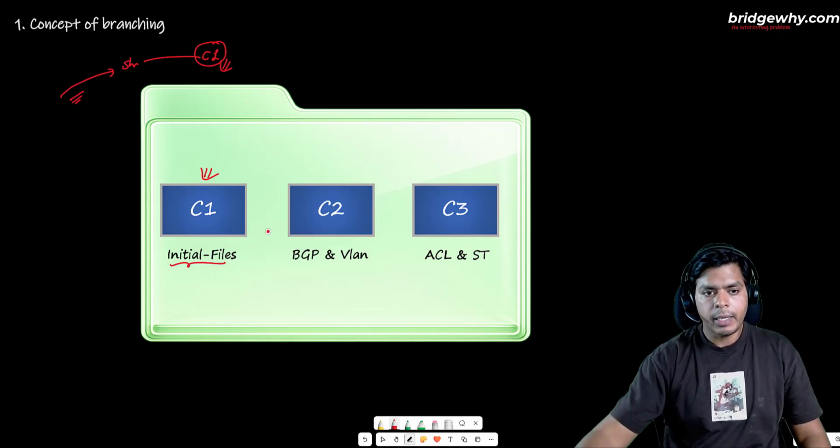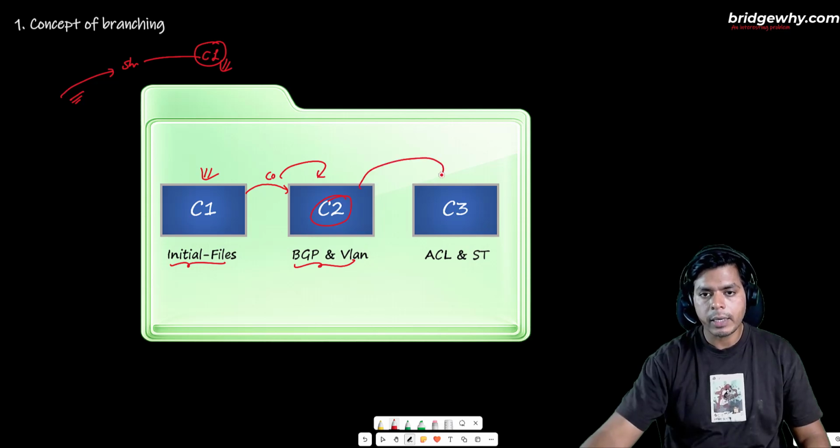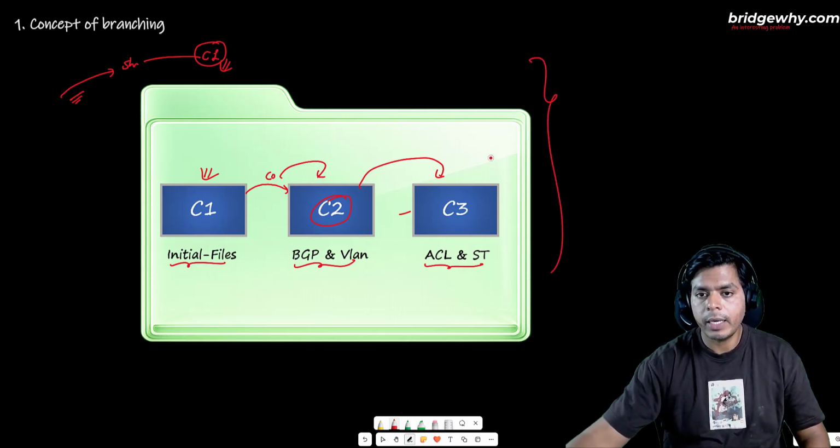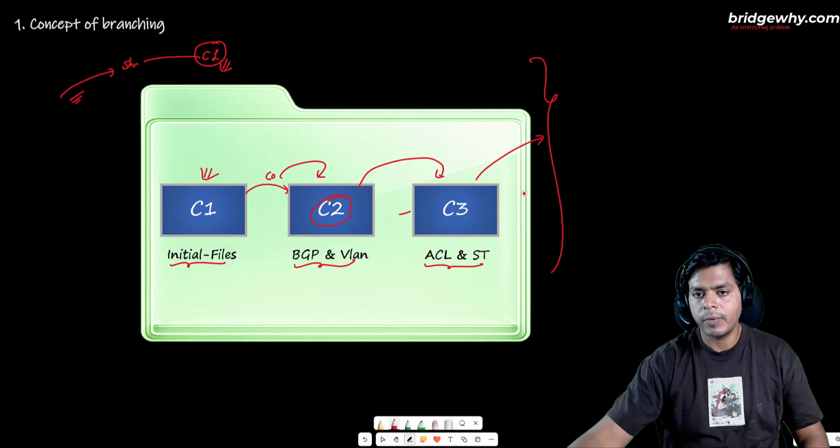Then I did some change in routers and switches, put everything on the stage and did a commit once again, and the commit is C2. What happened in this commit? It was BGP and VLAN configuration. Then I did another commit, which is C3. I changed ACL and spanning tree configuration there. If you remember, every commit is representing something. What exactly is it representing?